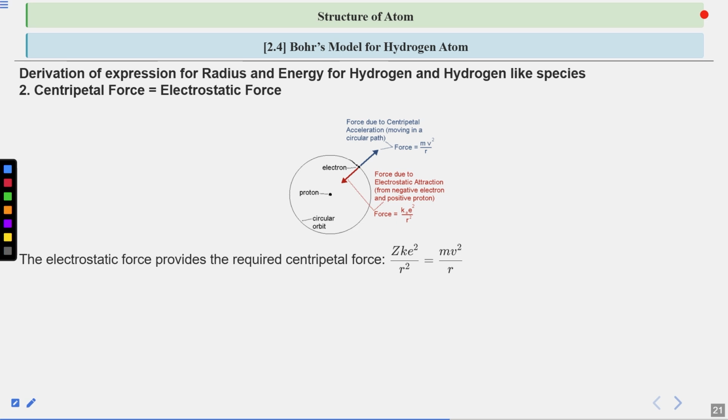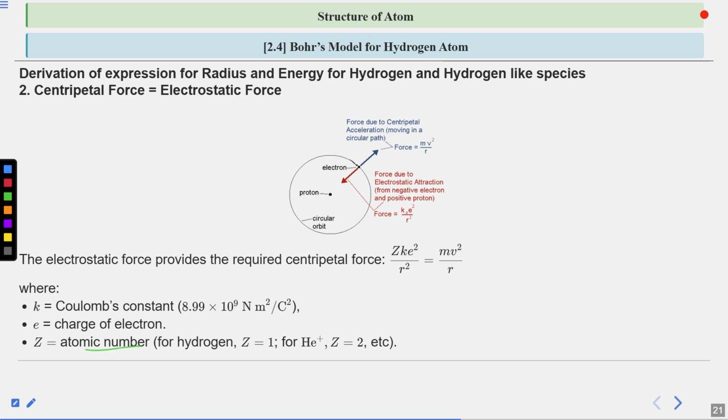So what we can say, k z e square by r square is equal to m v square by r. In general, we can take z also. We have seen that the formula is changed by z, because z includes the number of protons. For hydrogen-like species, we have a greater number of protons. Here k is the Coulomb's constant, so this is directly from Coulomb's equation. e is the charge on the electron and z is the atomic number. For hydrogen it will be 1, for helium plus it will be 2.